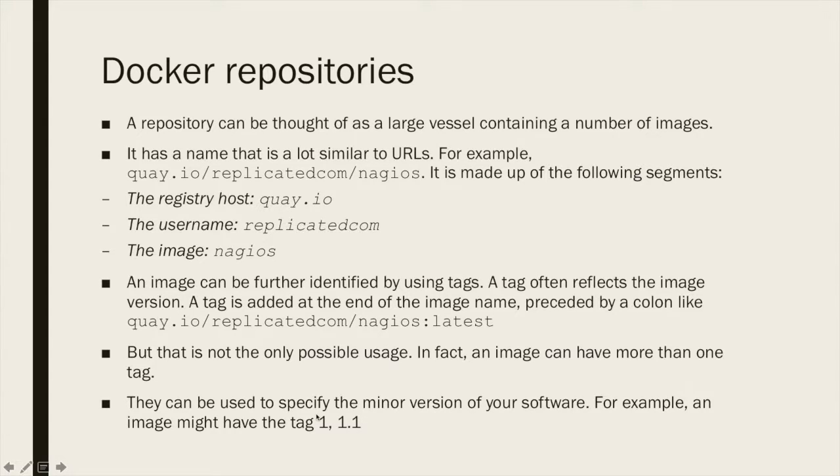So maybe another image that has only the major version of 1 is referring to the version 1.0, for example. But this one, because it has another tag which is 1.1, will identify an image that has a major number of 1 and a minor version of 1.1. Just think of tags as a complement to the image name. It just adds some more specifics to the image name to uniquely identify it and to make the user very specific about the image that he chooses to work with on the system.